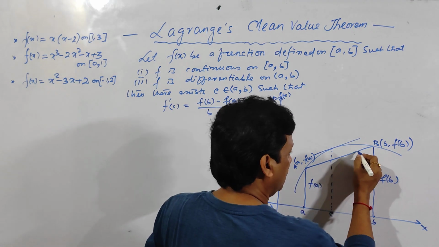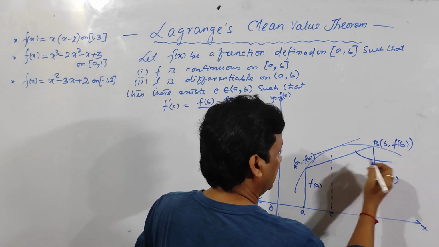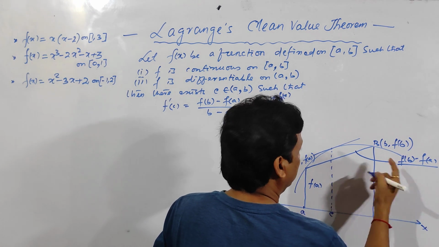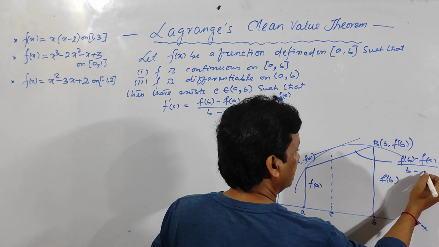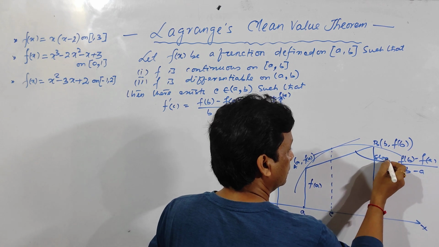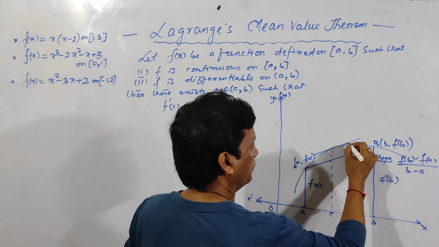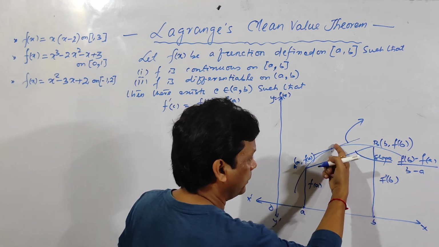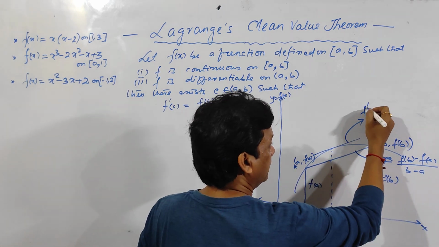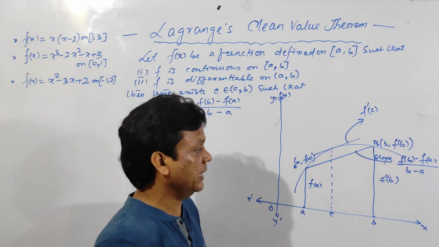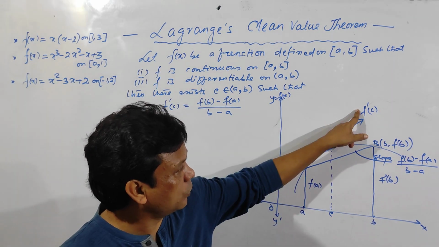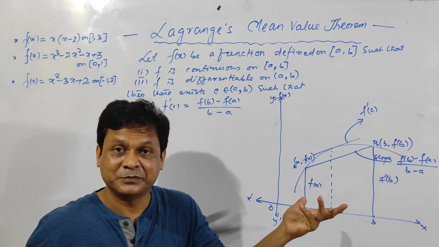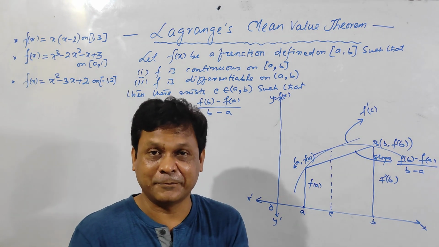And what is the slope of the chord? y2 minus y1, f of b minus f of a divided by b minus a. This is the slope of the chord AB. And what is the slope of the tangent at x equal to c? This is f dash c. And since they are parallel, this slope must be equal to this slope. So this is Lagrange mean value theorem. This is the geometrical interpretation.